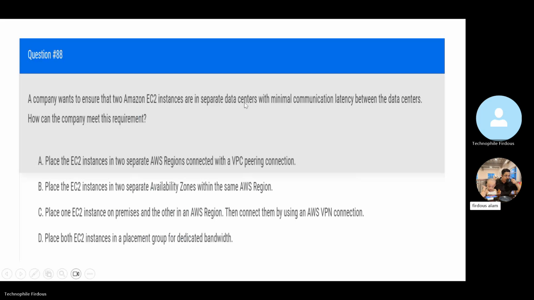Okay, it's talking about separate data centers with minimal communication latency between them. So those data centers should be close enough, but they should be different ones, right? So the answer should be B, place the two separate availability zones within the same AWS region. Why the same AWS region? Because they want low latency. Okay, so the answer should be B, not A. A also could be a correct answer, but the answer is B because they want minimal latency. Answer should be B. Let's see what the correct answer is.